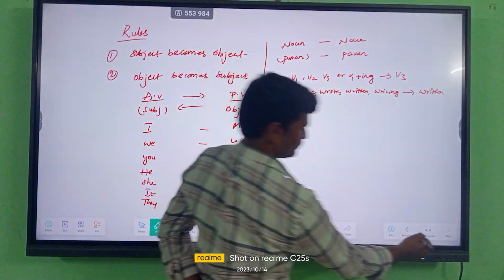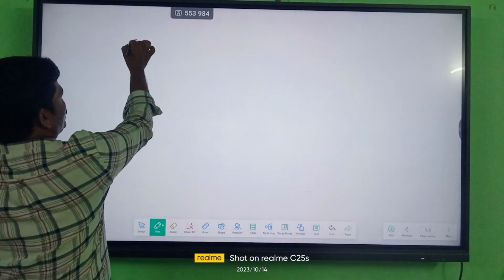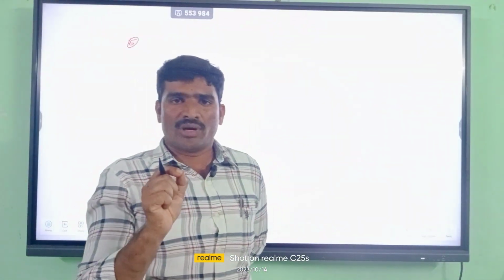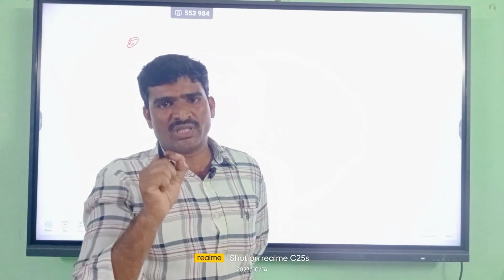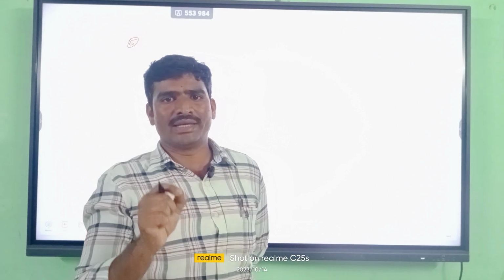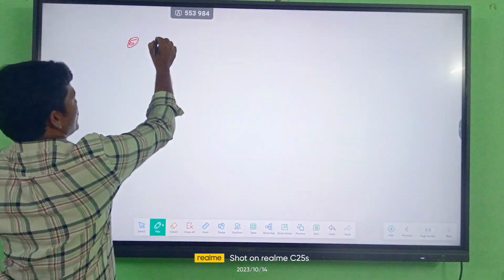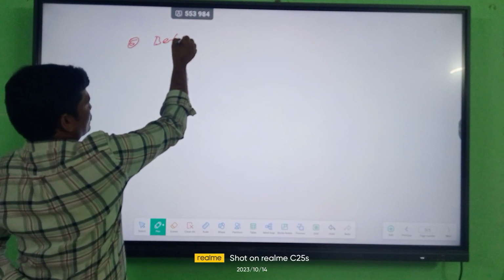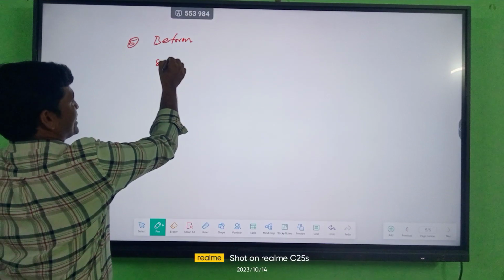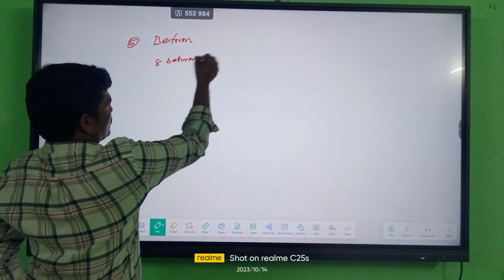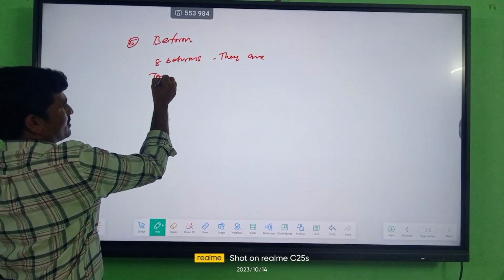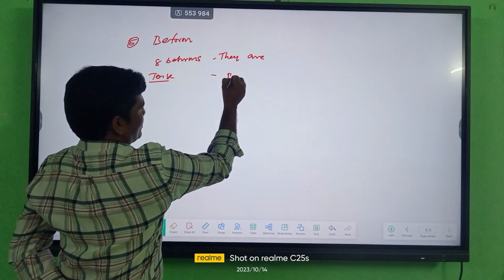And number 5. Now the fifth rule is the be form should be added. The be form should be added after the subject or before the past participle form V3 in the passive voice. There are 8 be forms. They are tense and be form.